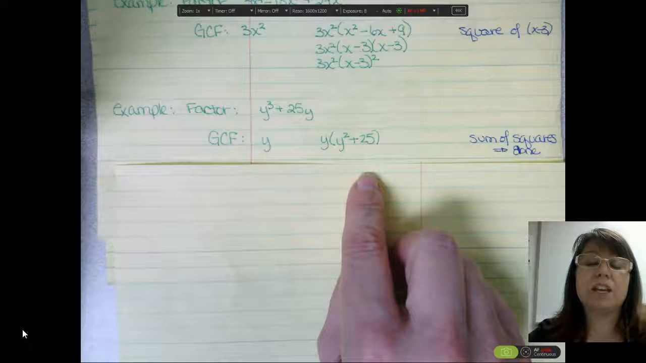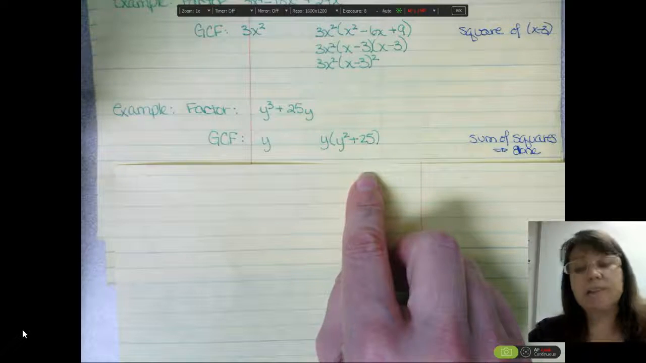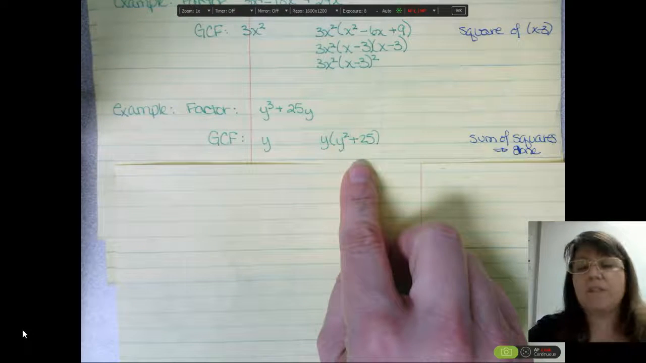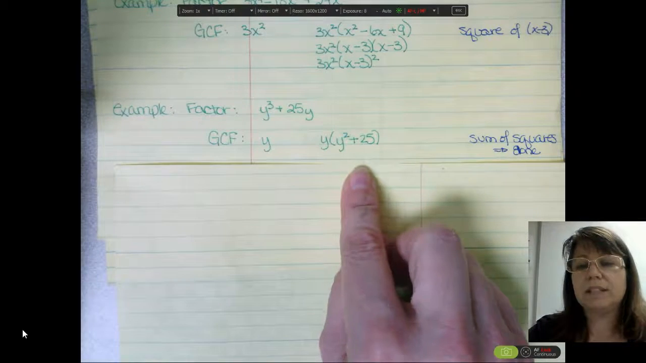There's no more that I can do at an elementary algebra level. If this was a higher level math, then we can get into the complex number realm and factor that further. But right now, in the real number sense, we're going to leave it as is.